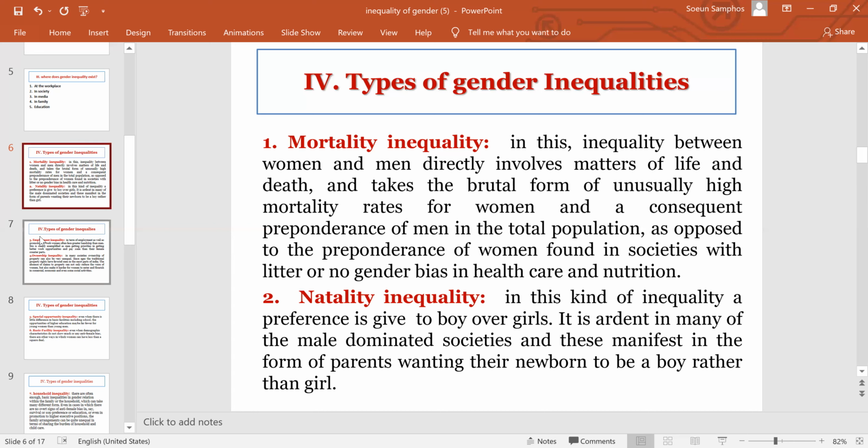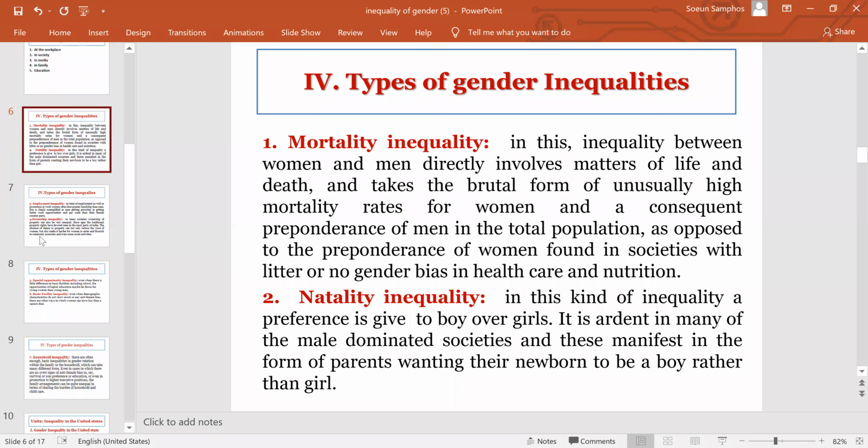2. Natality inequality. In this case of inequality, a preference for a boy or a girl is evident in many male-dominated societies, and this manifests in the form of parents wanting their newborn to be a boy rather than a girl.